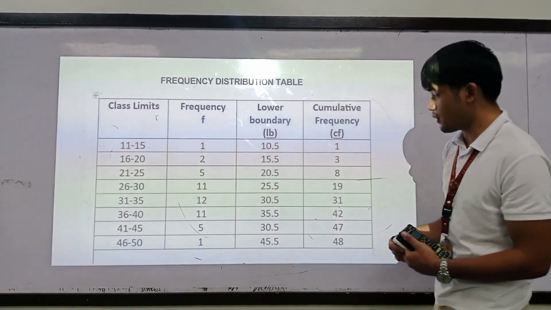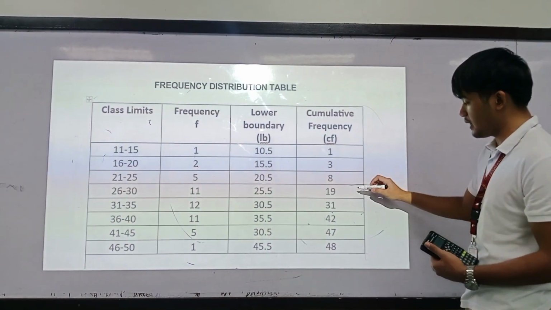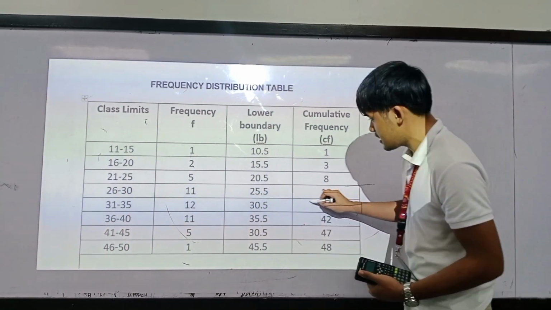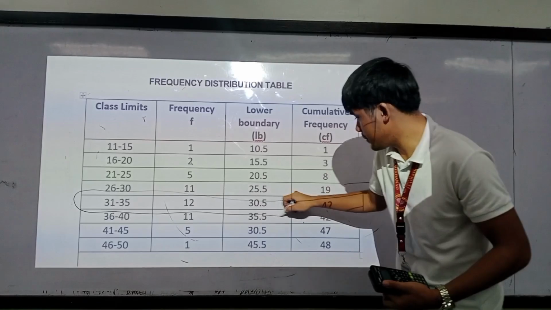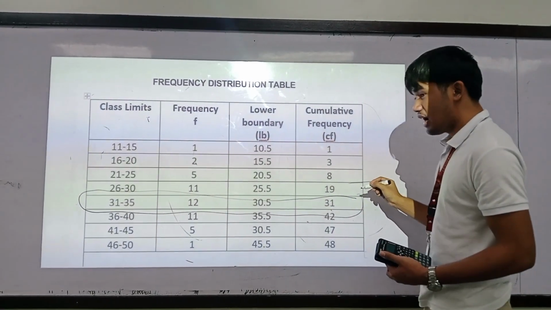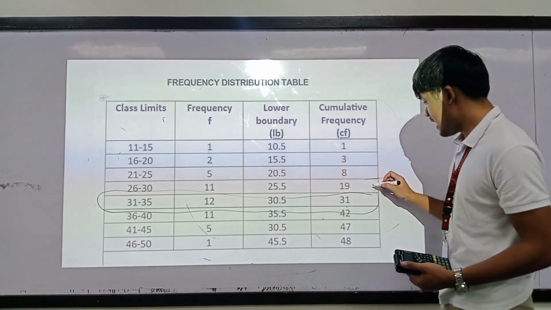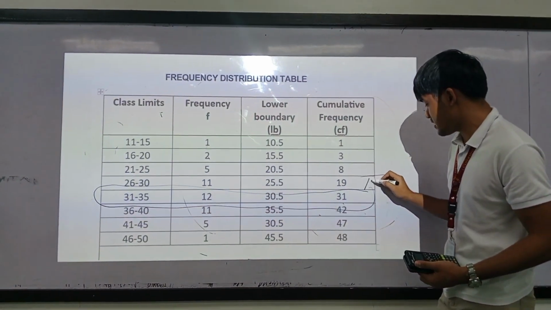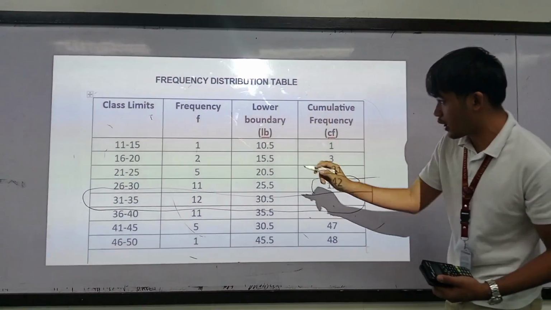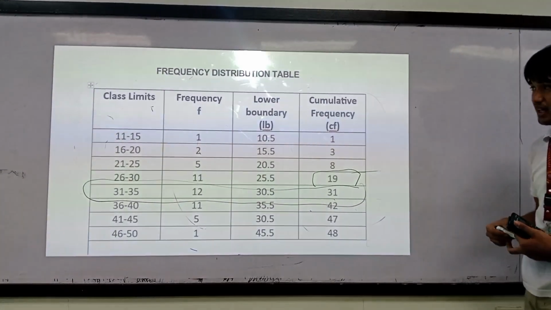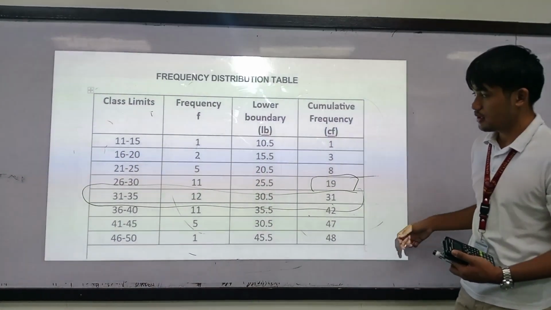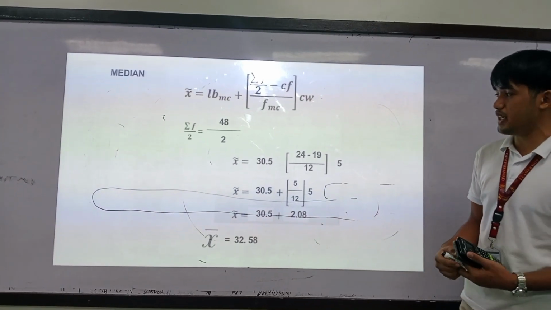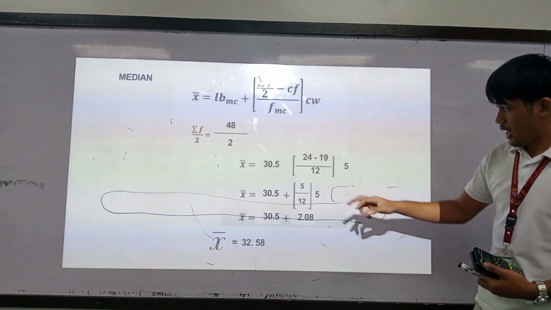So as you can see in this table, the most frequent data in here is this 12. So this is now our median class, and the cumulative frequency that we will need to use is the 19, since it is in the upper part of our median class. Okay. So since we already have our data, then we can simply substitute it in our formula.